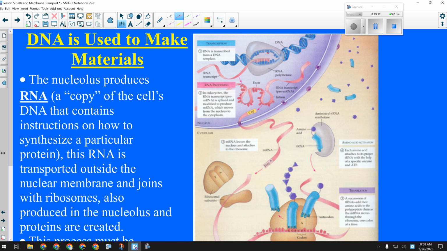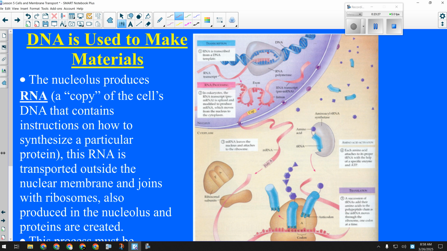Everybody okay with that? So it's a little bit more complex than what you need to know, but there's a lot of processes that go on to make sure that your DNA stays in here, and only copies of it go out. But it's the ribosomes that kind of do all the heavy lifting.